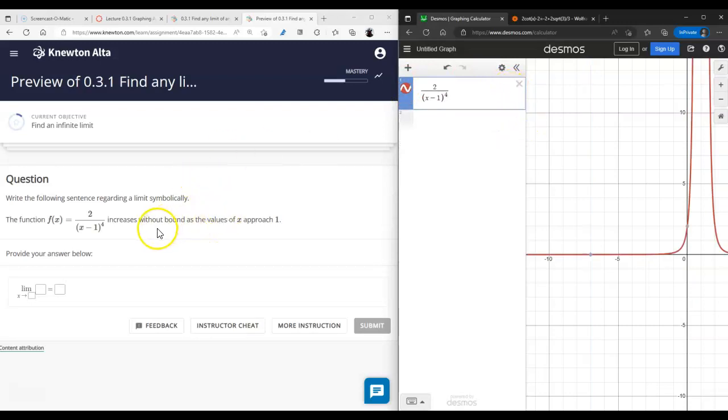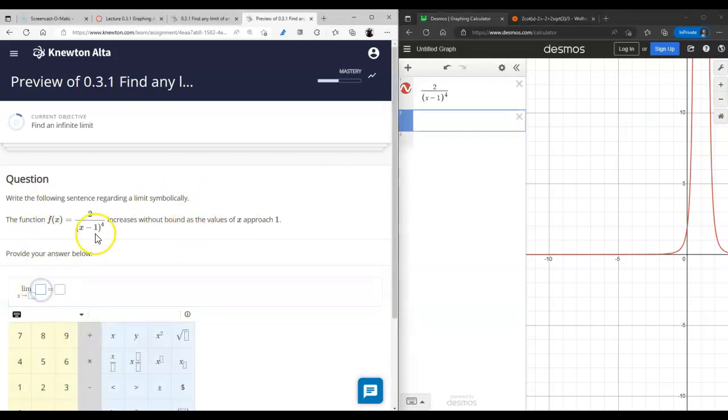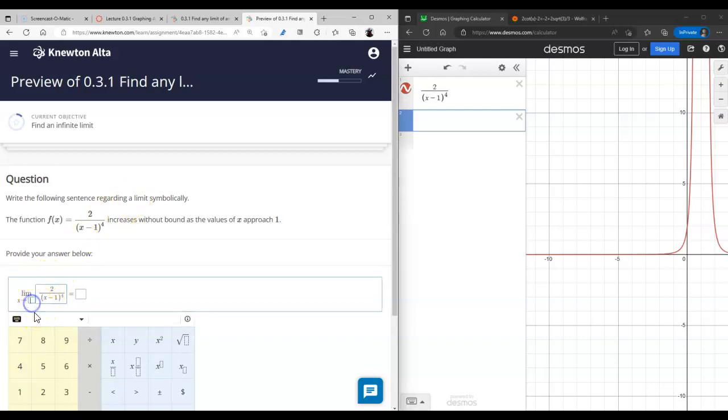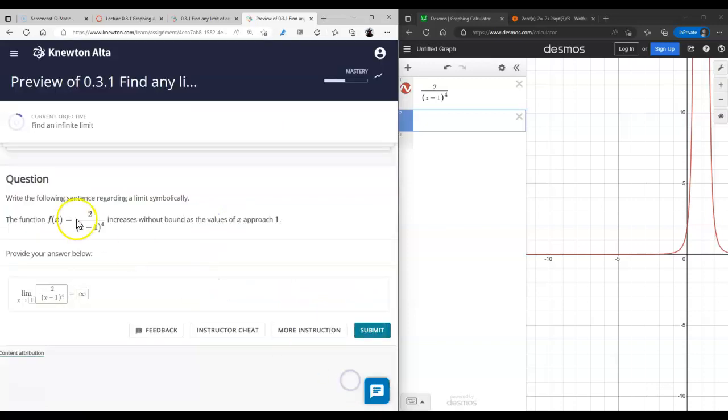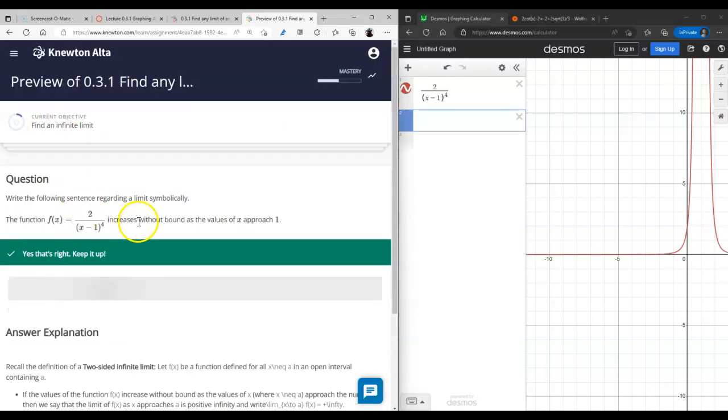And it says the function f of x increases without bound as the value x approaches 1. Okay. So how do we write this symbolically? Okay, got it. So that means the limit of the function as x approaches 1. Since they don't specify the side, it's a two-sided limit. And since the limit is infinity, we say exactly that. Really love this problem.